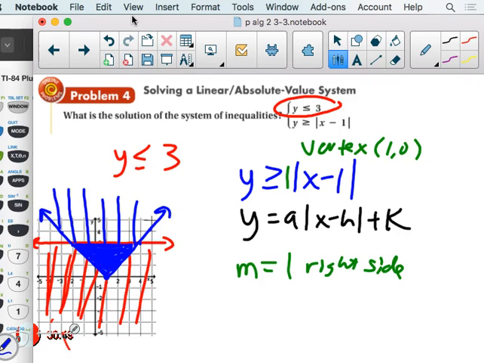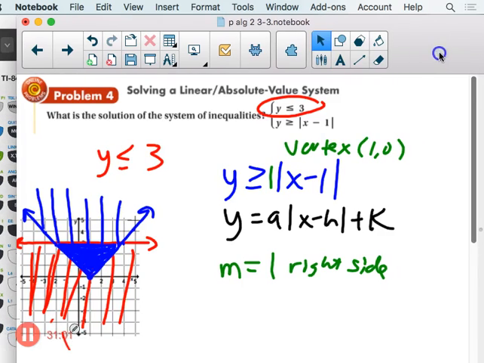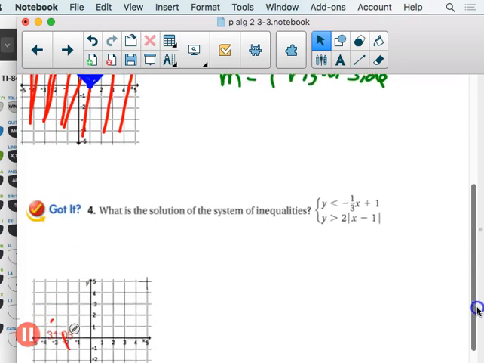Okay, we got one more to do, and then here's the thing. I told myself that if we have time today, I'm also going to show you how to graph the absolute value inequality on the graphing calculator. So let's get the next one out of the way.